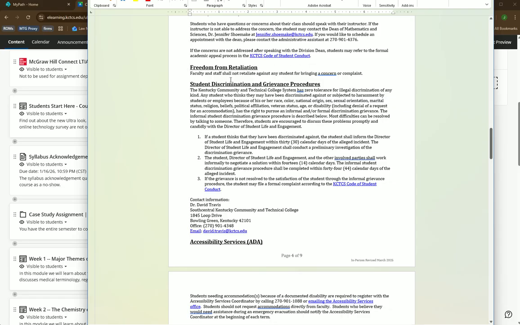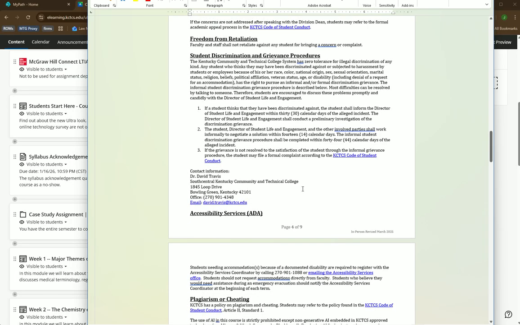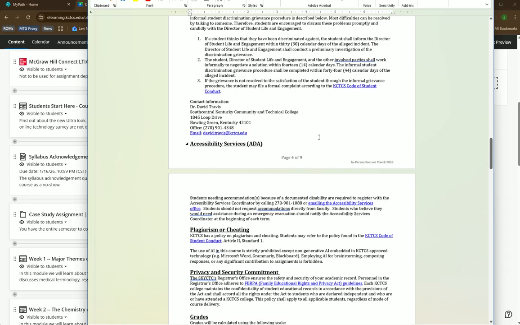Freedom from retaliation: faculty and staff shall not retaliate against any student for bringing a concern or complaint. Student discrimination grievance procedure. You can read through that. Dr. David Travis is our point of contact for anything in this section.